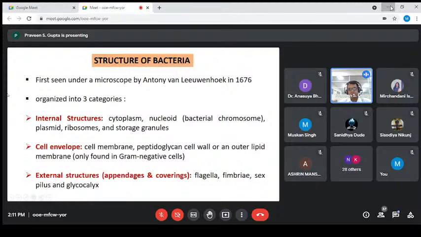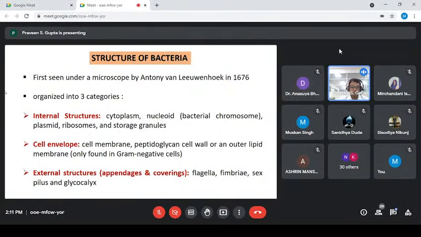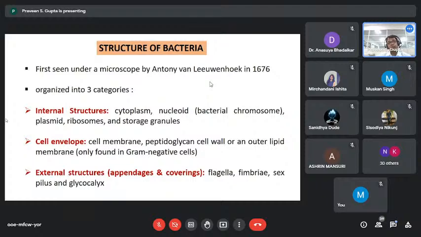The first is the internal structure, that is the cytoplasmic content, which also contains the nucleoid. Nucleoid is also known as the bacterial chromosome, which is a chromosome without any nuclear membrane. So this is the difference between the nucleus and nucleoid. In bacteria, there is no nuclear membrane present. Then plasmid, which is also known as extra chromosomal DNA, is present in bacteria. Some bacteria have ribosomes different from the eukaryotes. They have 70S type of ribosome, and many storage granules are also present, which contain carbohydrate, protein, lipid, and sometimes pigments also.